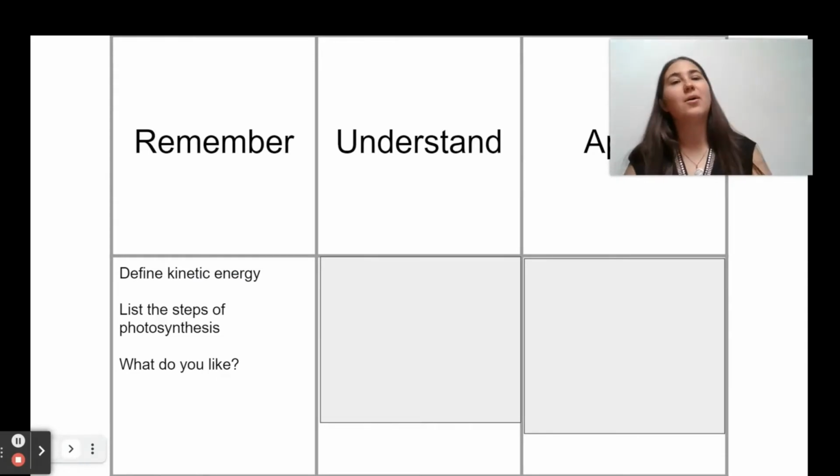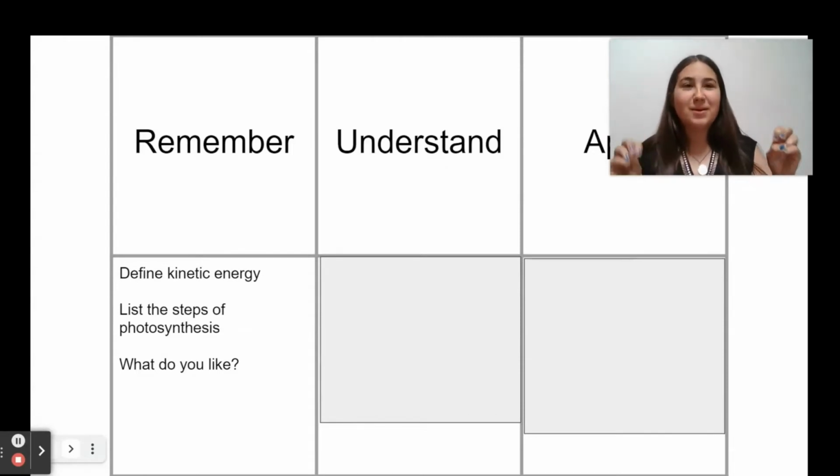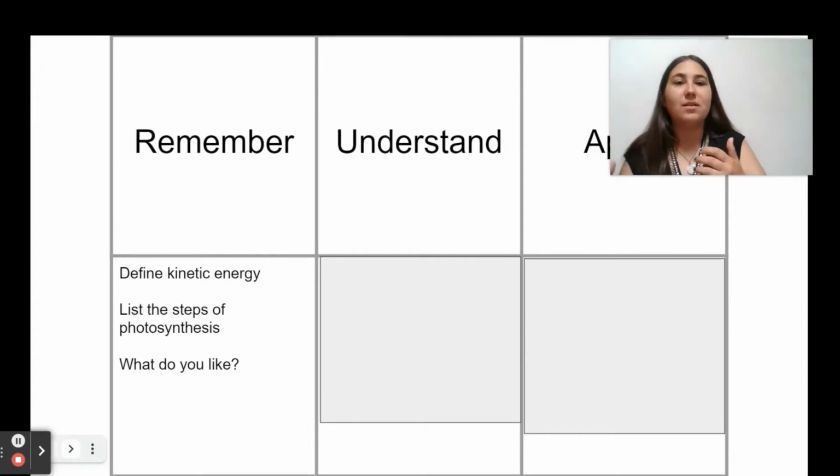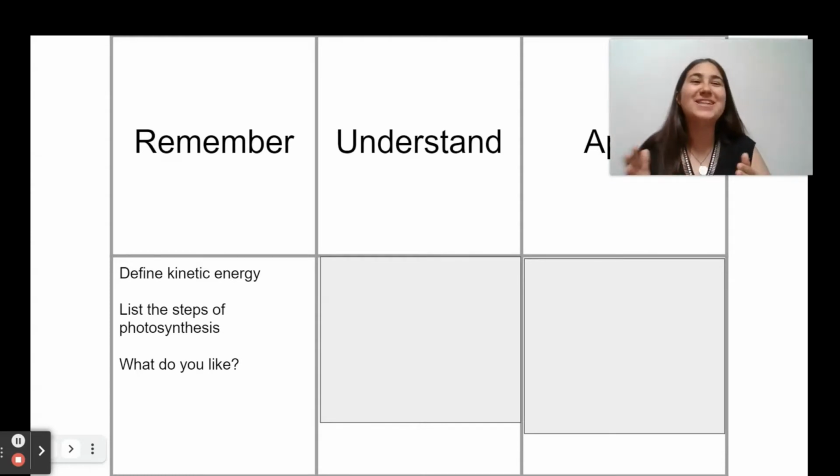So a little example of how these terms could be used in a classroom or in your letter. Your assignment was to think of your own topic and come up with 3 questions that you could ask to help with getting a deeper understanding of what you are talking about. So for remember, that's like recall, those are basic things. I said you would define kinetic energy, list the steps, and in a letter it could be like, what do you like? So you're just having students create lists and not really explain anything in their letter back to you.